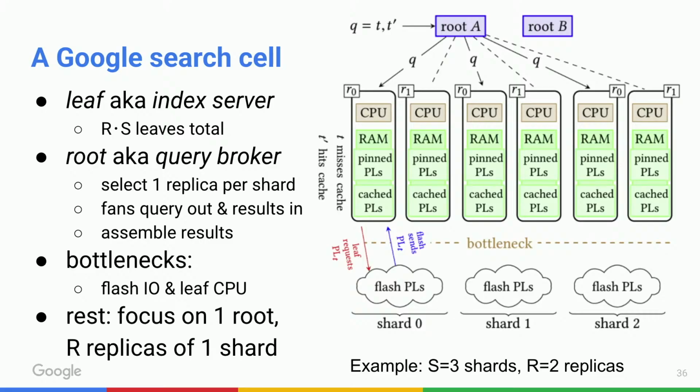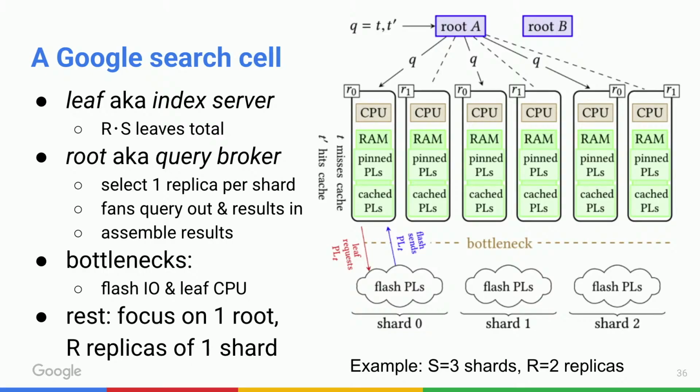And then you have this cache where things can be evicted, right? So these are the ones that have been used recently. And so when a query comes in, you have to look. Suppose this query has 2 terms, and suppose T prime hits cache, T misses cache. So now you've got to go to the PLs that are stored on flash. Of course, they're stored separately for each shard. And then you have to load that into cache here.